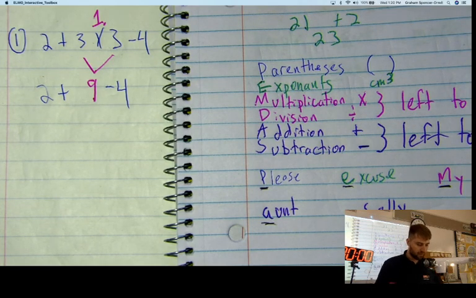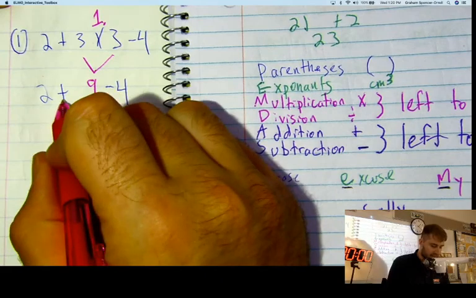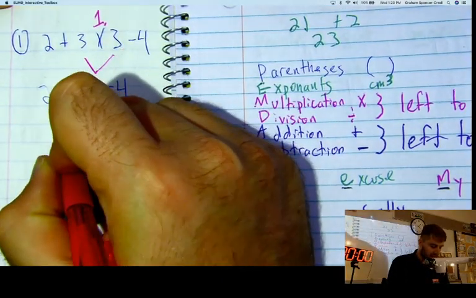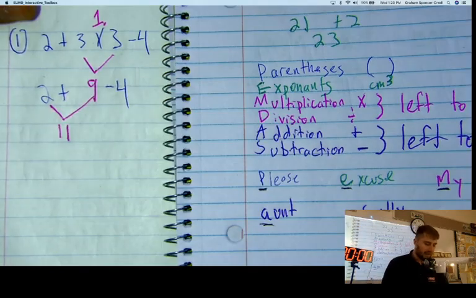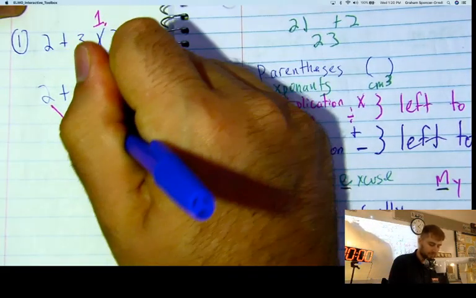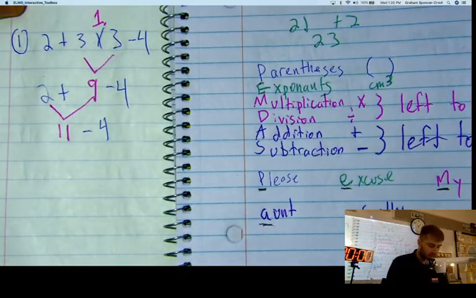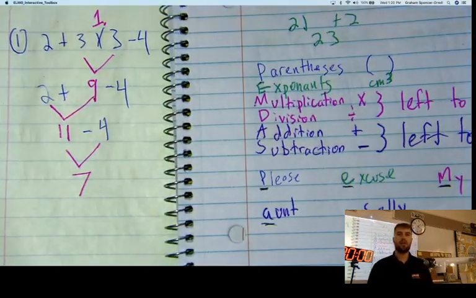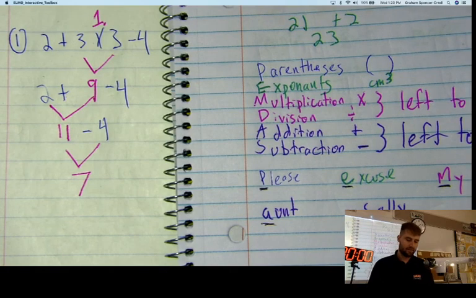So our first addition and subtraction is on the left. It is the addition 2 plus 9, which is 11. Then we have 11 minus 4. That is our last thing to do. 11 minus 4 is 7. Awesome. I love it. Now we'll do another practice problem.